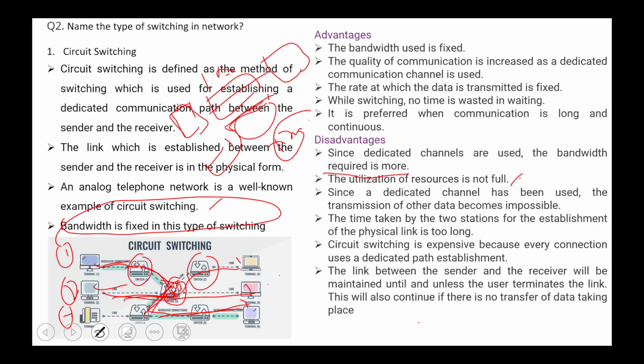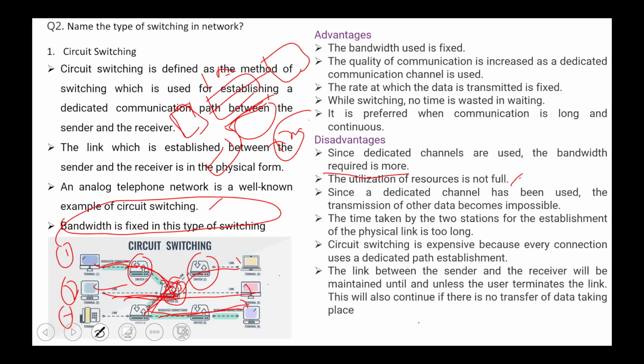Disadvantage: since dedicated channels are used, the bandwidth requirement is more, and the utilization of resources is not full, because at one time only one user can use those resources. So it will be a wastage of the whole resources, because the bandwidth requirement is more in that case. Since a dedicated channel has been used, the transmission of other data becomes impossible. If you use an audio call and meanwhile want to do a video call, it will not be possible. In circuit switching, you can do only the audio call at a particular time.